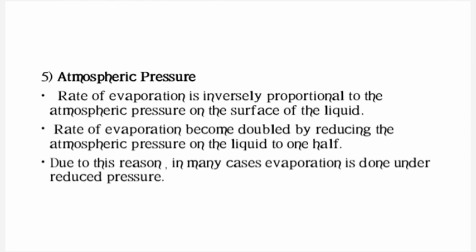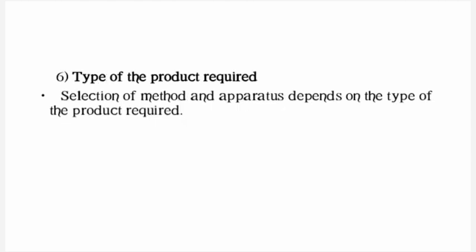Evaporation and atmospheric pressure. The rate of evaporation is inversely proportional to the atmospheric pressure on the surface of a liquid. The rate of evaporation is doubled by reducing the atmospheric pressure on the liquid to one half. Due to this, in many cases evaporation is done under reduced pressure. If the atmospheric pressure is increased, the rate of evaporation will decrease. If it is reduced, then definitely the rate of evaporation increases.